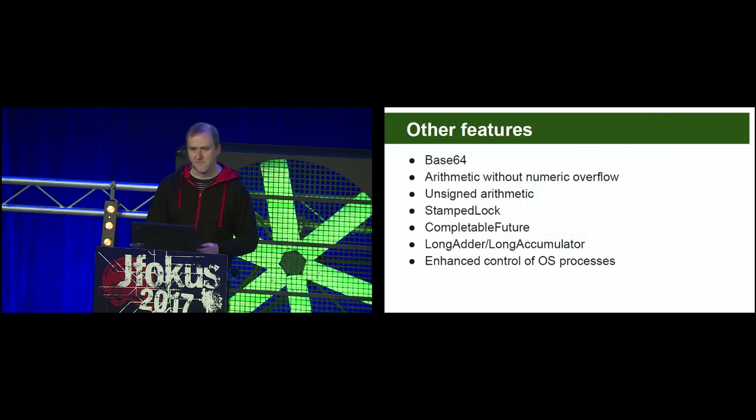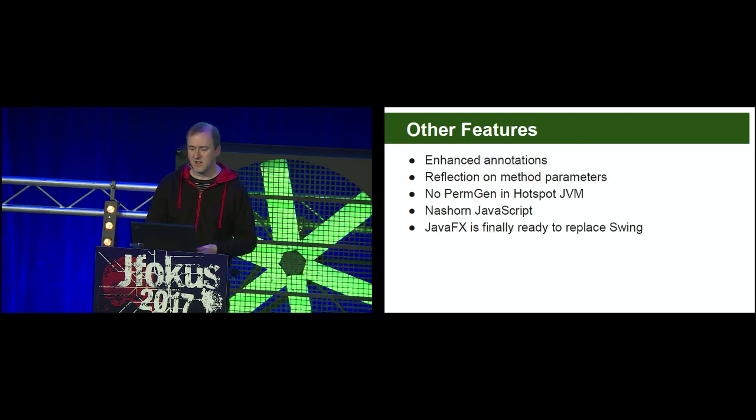Final section, there is lots of other stuff in Java 8. We finally have a base 64 implementation. There's stuff to handle numeric overflow added as part of the date and time work, unsigned arithmetic, better annotations, repeating annotations. You can get those method parameter names, assuming you use a command line flag. And JavaFX is finally ready to replace Swing. And we've actually had some good experience with JavaFX. So if you do write GUIs, worth giving JavaFX a go if you've not already done so.